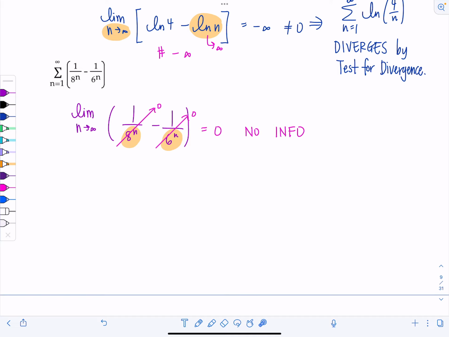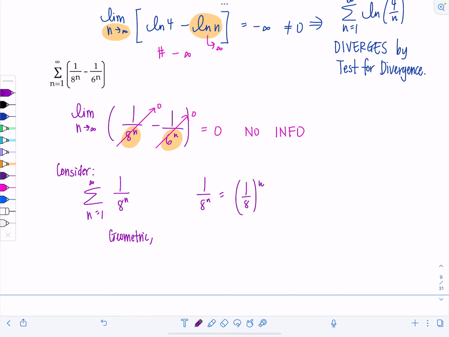Now, the tricky thing is there's subtraction here. You're not allowed to distribute a sum, an infinite sum, unless you know that they're both convergent. So we're going to consider them separately. Okay, consider first the sum n equals 1 to infinity of 1 over 8 to the n. Now 1 over 8 to the n is the same as 1/8 to the n, right? Because 1 to the n is just 1. So this guy's geometric. r is equal to 1/8, and the absolute value of r is less than 1, so it's going to converge.